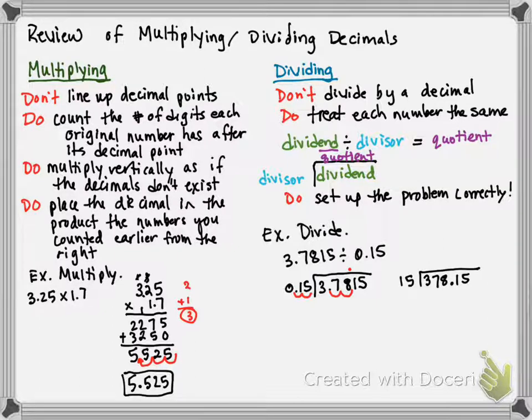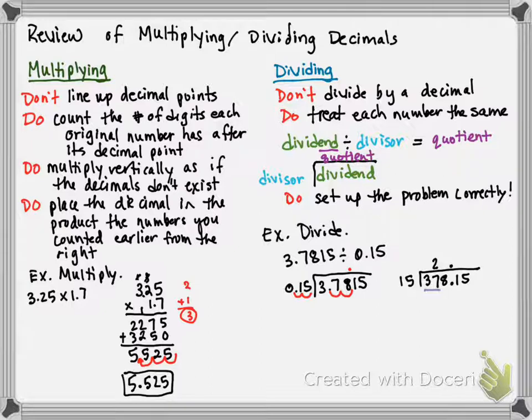So decimal point straight up, and then I start dividing. 15 can't go into 3, but it can go into 37 twice. So I put that 2 over the last digit of the number that I'm dividing into. If this is as far as I can divide, then my quotient guess has to go directly above the last digit, the ones digit.